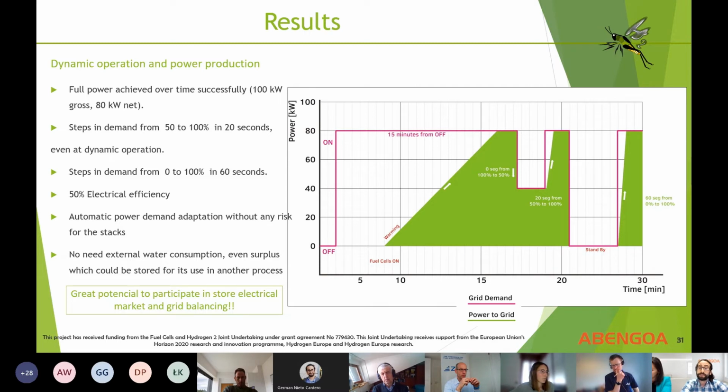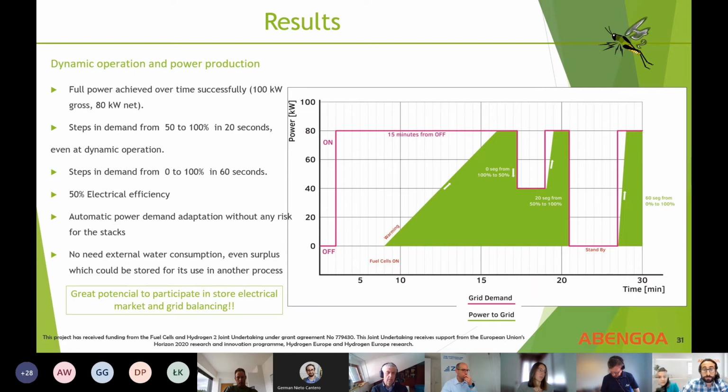Finally, the last stage of the testing period here in Abengoa's facilities in Seville is the factory acceptance test, or FAT. All those tests done before cover all the performance and the rapid responses. Once this FAT is completed, the plant will be shipped to the Netherlands, where it will be connected, and we will talk a little bit more about that later on. But you can see in this summary slide that the results obtained from the testing are very promising, and the plant has great potential to participate in the electrical market and grid balancing services.